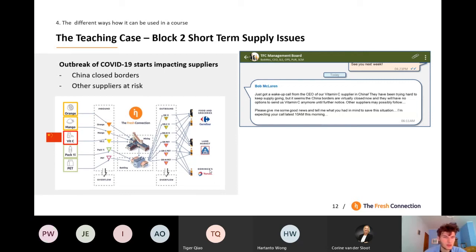And why is this so? Because we have one supplier from China who is supplying our vitamin C, which we need for our product, and China just closed their borders. So this is a big problem for our supply chain, and also other suppliers are at risk, as is visualized in the left-hand side picture. The learning objective of this block is for students to understand the potential impact of sudden short-term supply risks and develop potential mitigations against these risks.